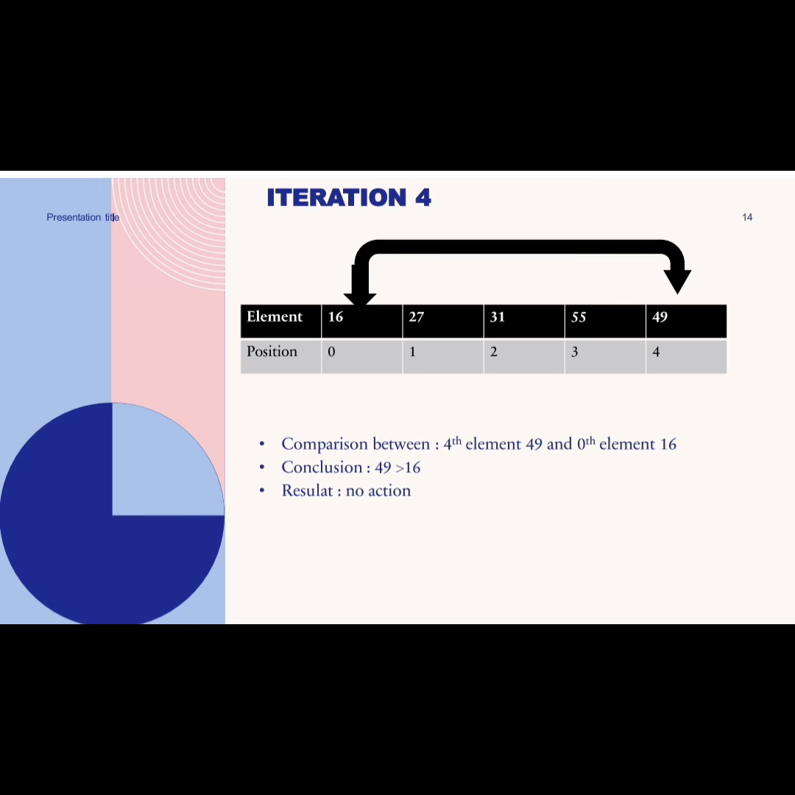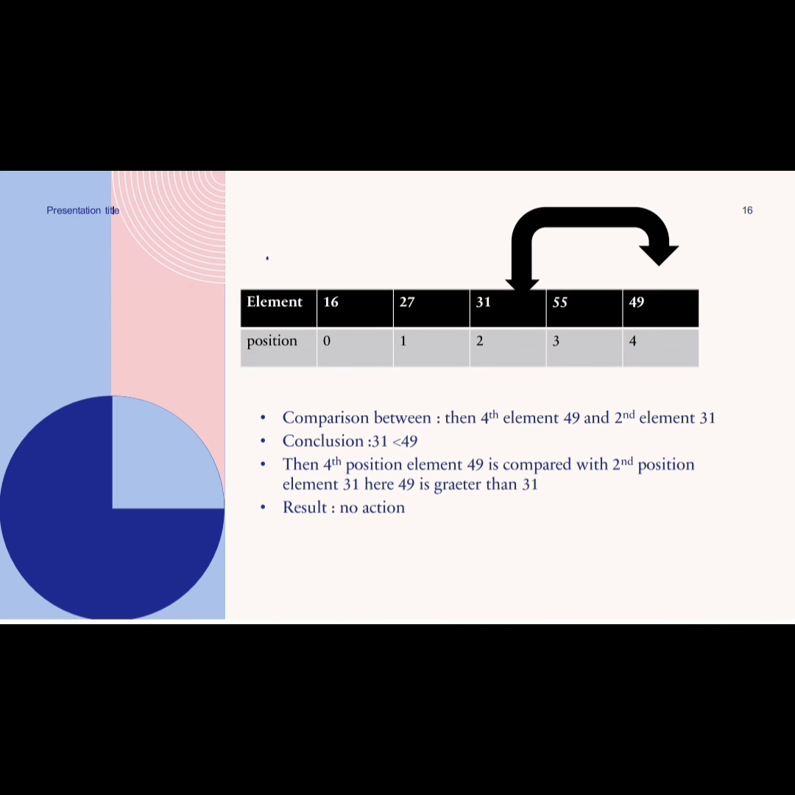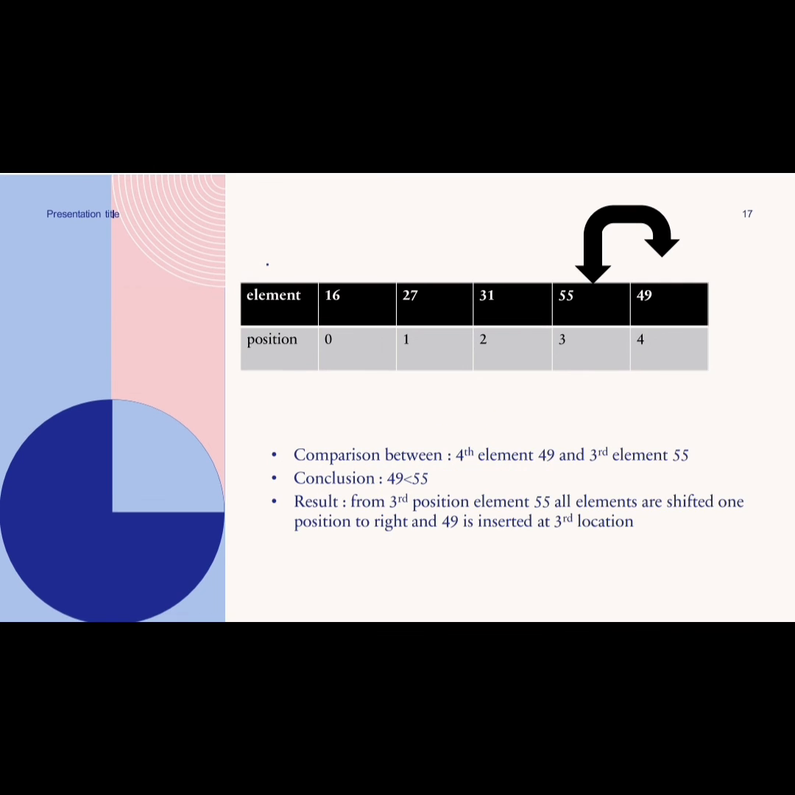In iteration 4, the comparison between the fourth element 49 and the zeroth element 16. The conclusion is that 49 is greater than 16 and the result of the fourth iteration is no action. In the next iteration, the comparison between the fourth element 49 and the first element 27. The conclusion is that 49 is greater than 27. The result is no action. Then in the next iteration, the fourth position element 49 is compared with the second position element 31, and here 49 is greater than 31 and the result is no action.